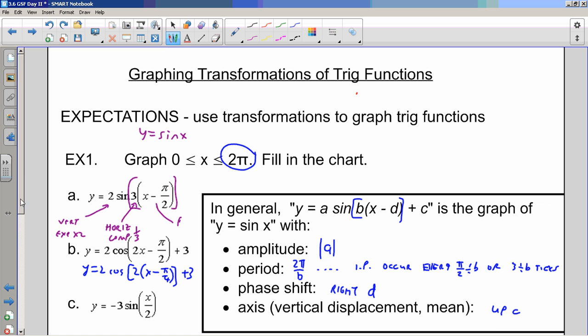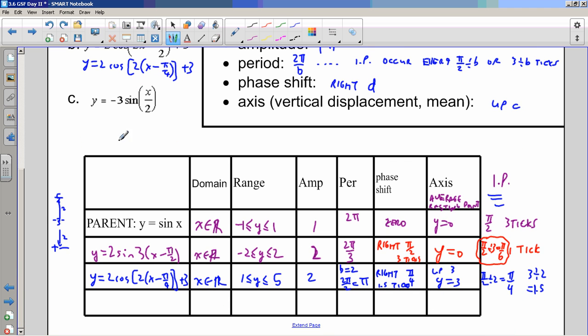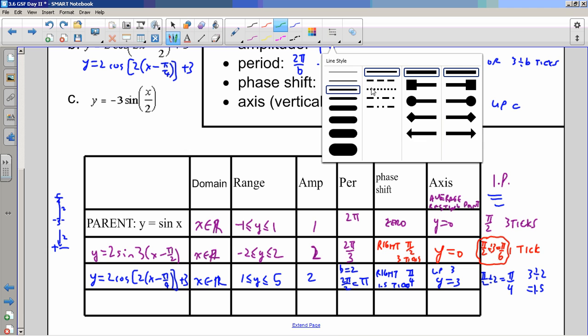Last one. Let's try to do this one real quick. It's a little bit weird, but I'm going to use a green and fill this in.